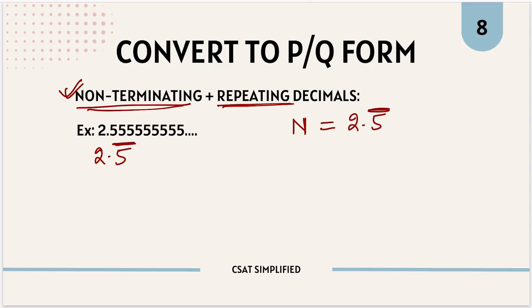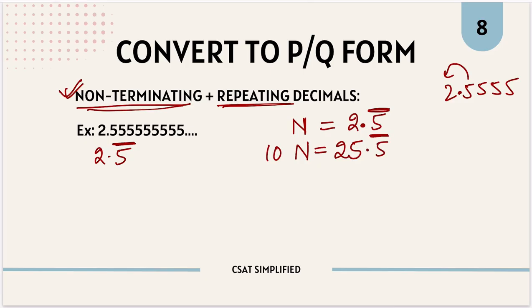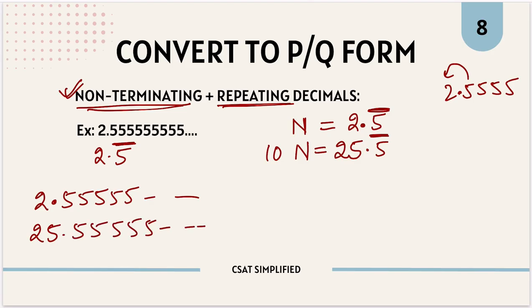Now the second part we need to do: multiply this number by 10. Why are we doing it by 10? Because suppose this is 2.5555, we want to bring a 5 ahead of the decimal. How can we do that? By multiplying this by 10. So 25.5 bar, and the original is 2.5 bar. Look at it like this: 2.55555 and so on. If I multiply this by 10, this will be 25.55555 and so on. So multiplying it by 10 gives me 25.5 bar.